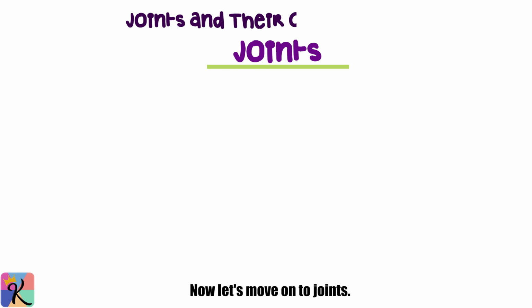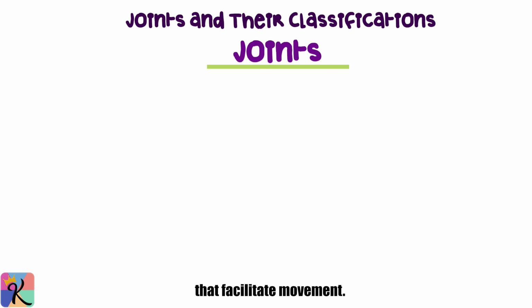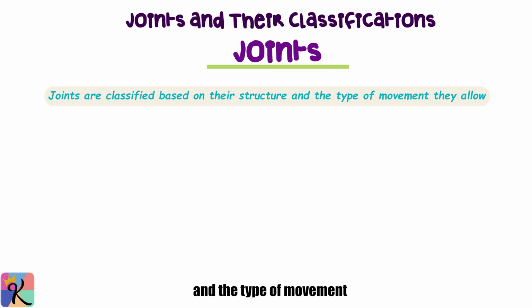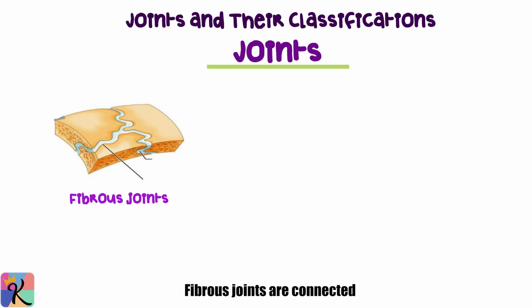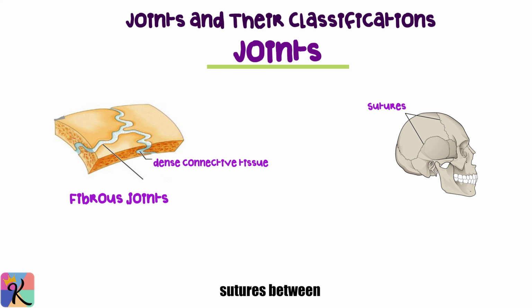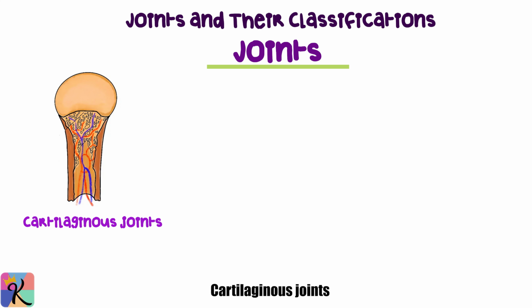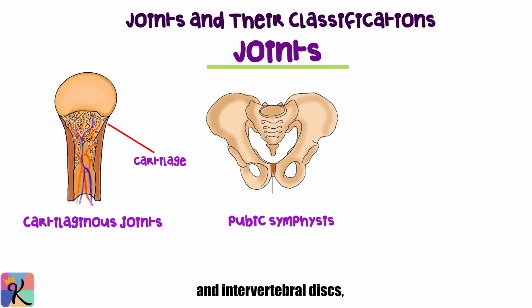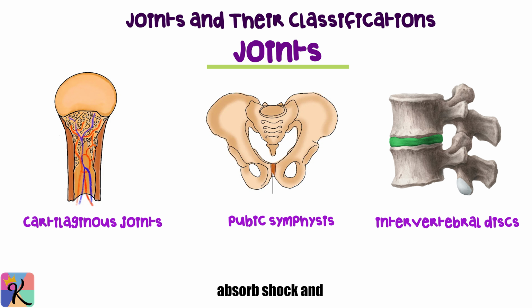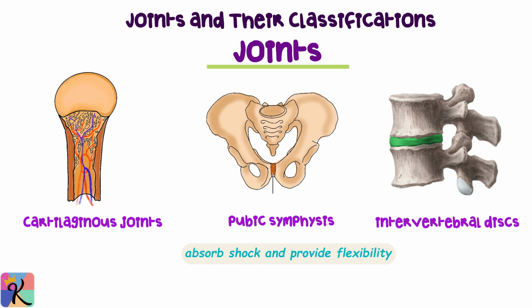Now let's move on to joints, the connections between bones that facilitate movement. Joints are classified based on their structure and the type of movement they allow. Fibrous joints are connected by dense connective tissue, allowing little to no movement. So, sutures between the bones of the skull are classic examples, providing a solid, immovable structure. Cartilaginous joints are slightly movable and are connected entirely by cartilage. These joints, such as the pubic symphysis and intervertebral discs, absorb shock and provide flexibility.